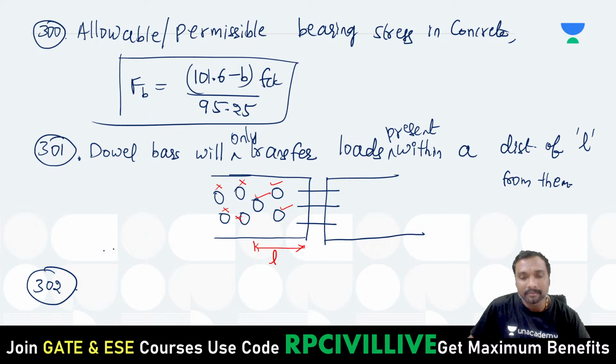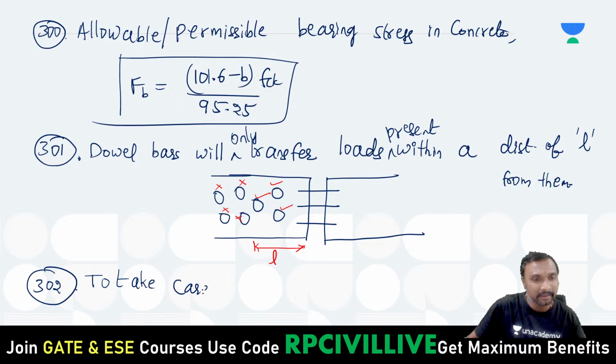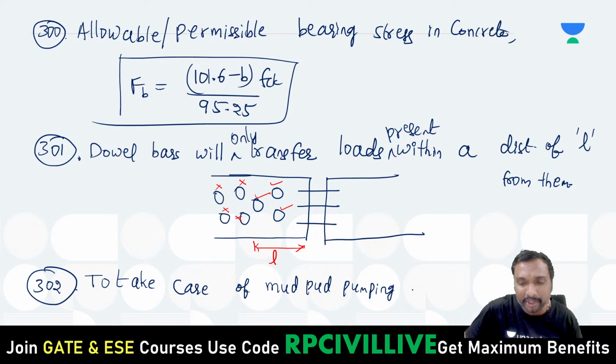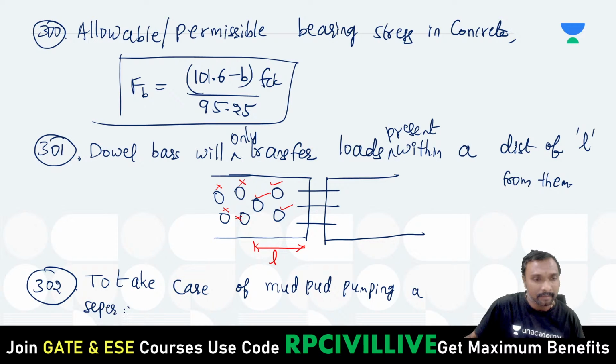Here, whenever you have the sub base and the pavement, a micron polythene sheet is provided to take care of mud pumping. To take care of this mud pumping, what are we providing? A separation layer. Layer of how much size? 125 micron polythene.